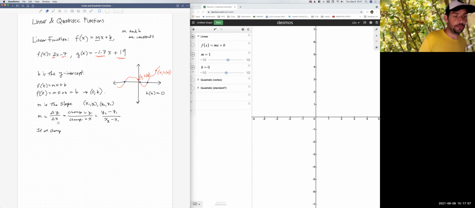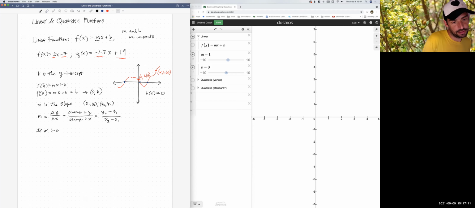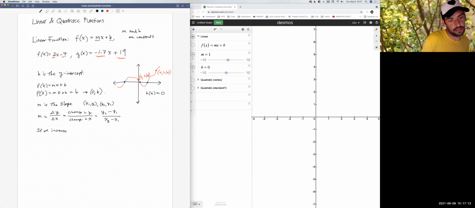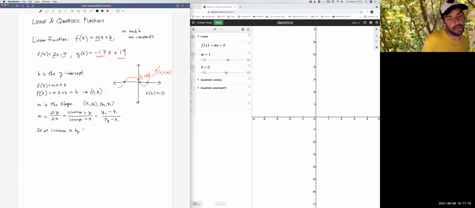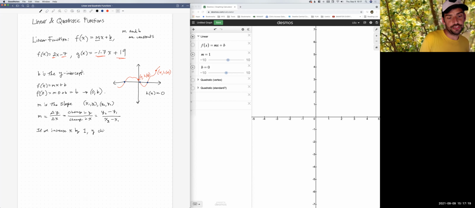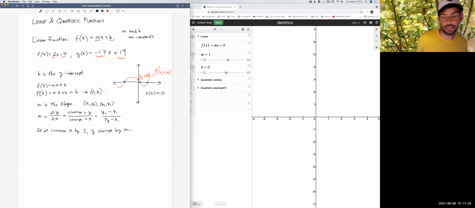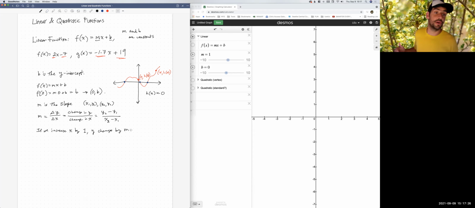let's be even more specific. If we increase x by 1, y changes by m, right? So that's what this slope number tells us.